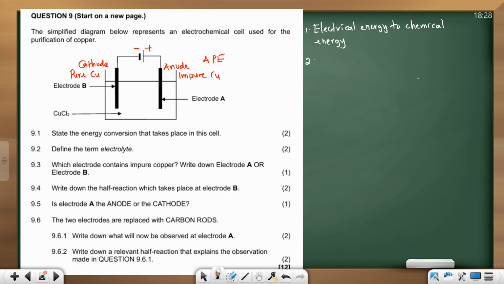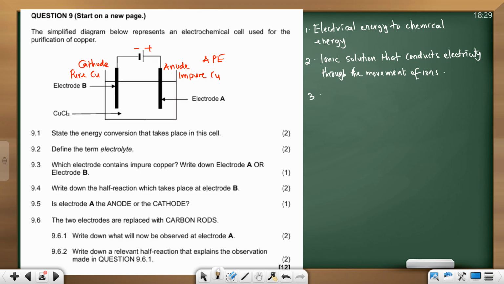Define the term electrolyte. Ionic solution that conducts electricity through the movement of ions. Through the movement of ions. We're done.